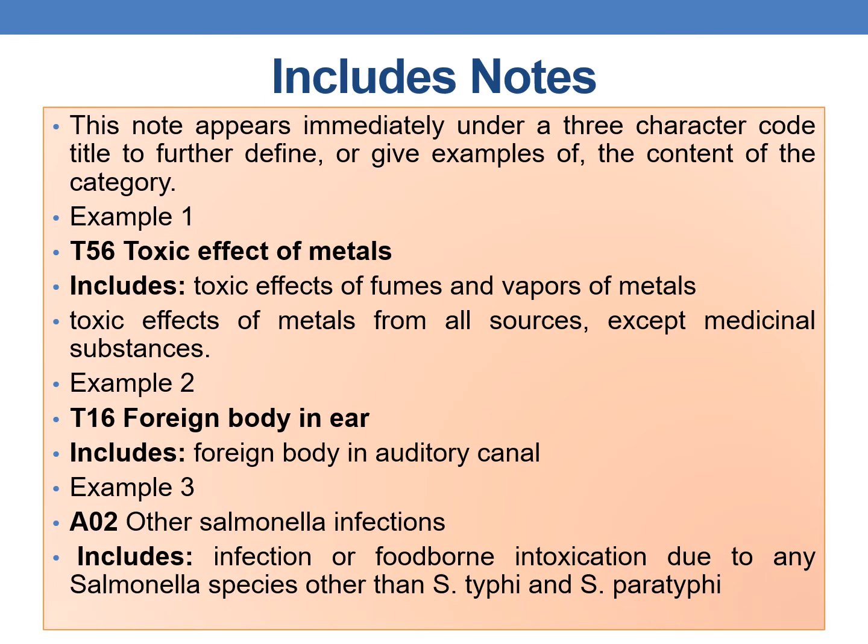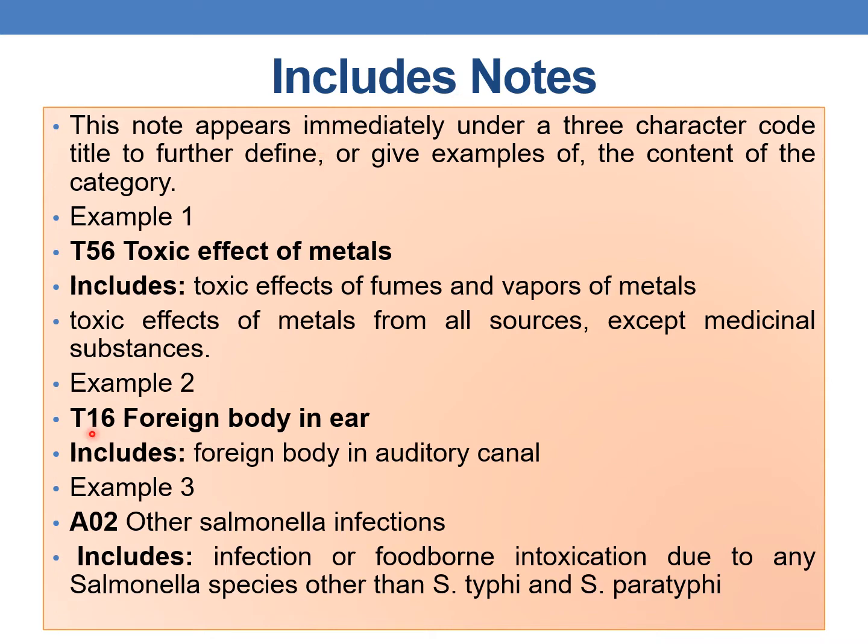First coming to includes notes. This note appears immediately under a 3-character code title to further define or to give examples of the content of the category. For example, under T56, which is nothing but toxic effects of metals, you can see an includes note, which includes toxic effects of fumes and vapors of metals, toxic effects of metals from all sources except medicinal substances. So this particular code includes all these cases. That is the definition of includes note.